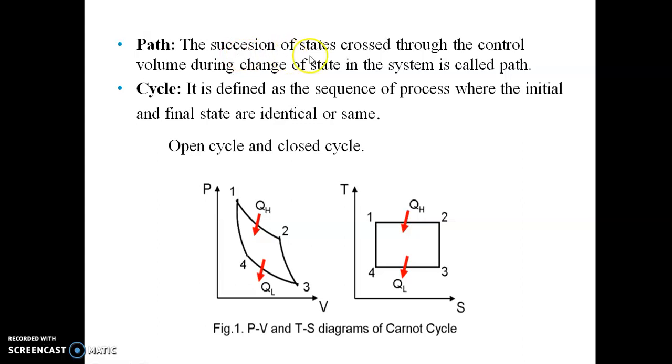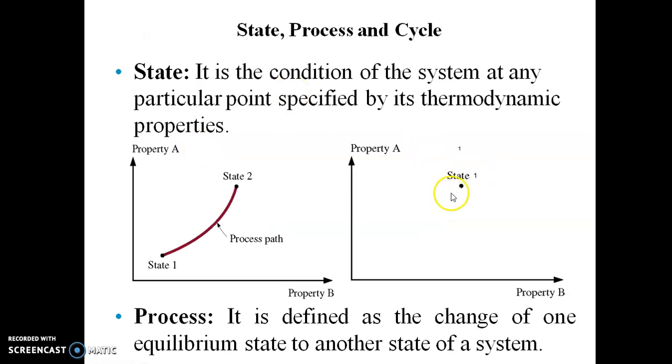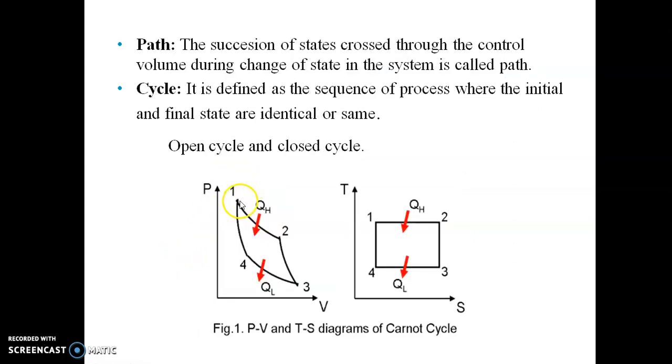Next is path. The succession of states the system passes through during a change of state is called the path. So this is the path from 1 to 2, when it goes over the succession of states. This is called the path of the system. To recap: state is the condition of a system specified by its properties, process is the change from one equilibrium state to another, and path is the arc traveled by the system from the initial state to the final state.